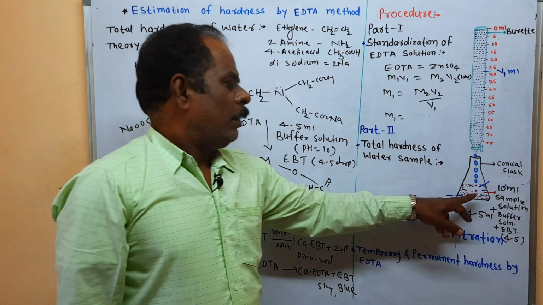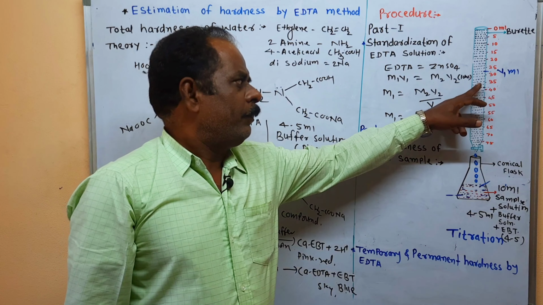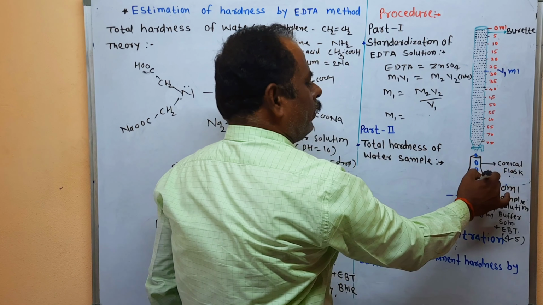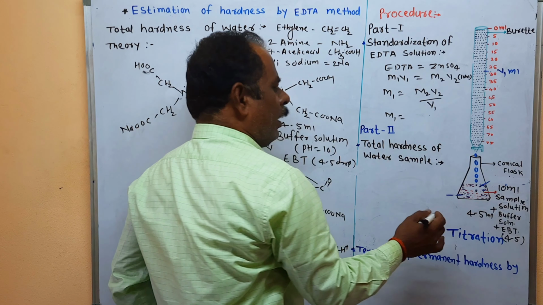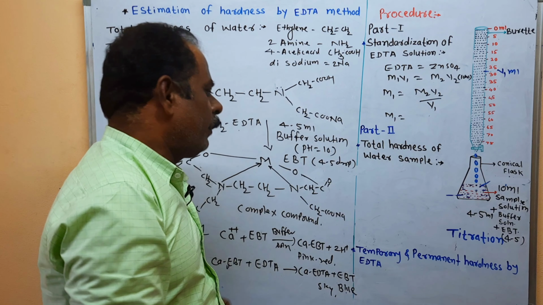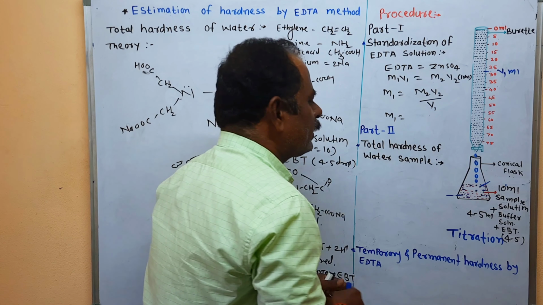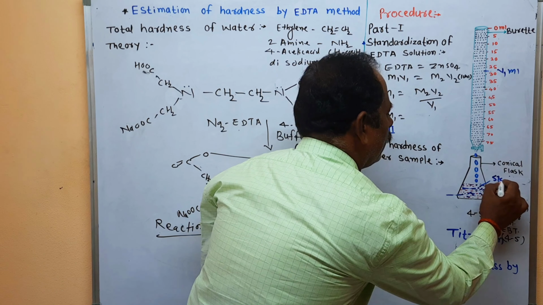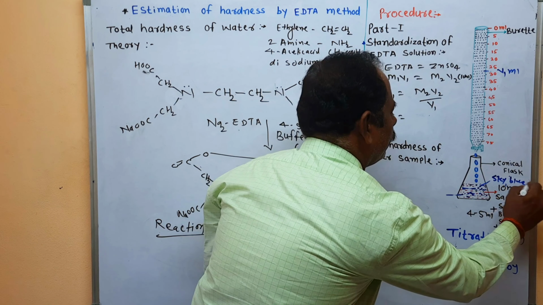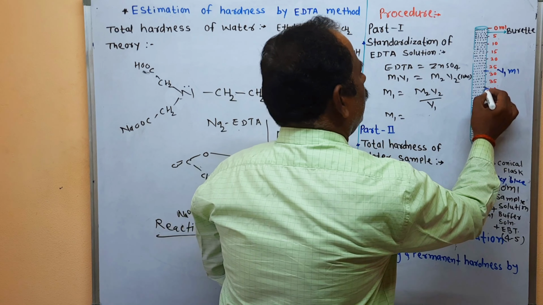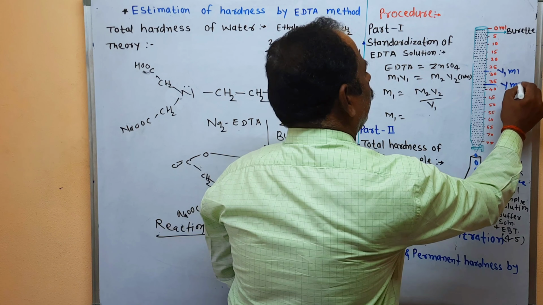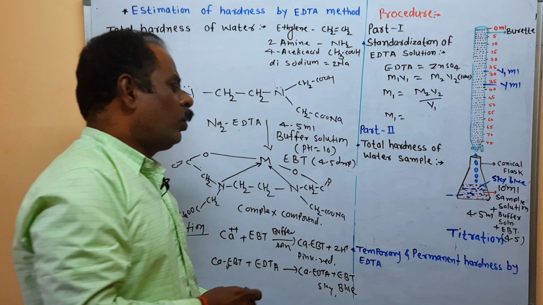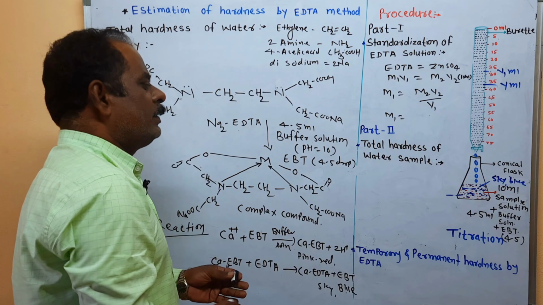Then, in the pink color solution, fill up the burette up to the 0 mark and add EDTA solution drop by drop into the water sample until the color of the solution changes totally to sky blue. Sky blue color is formed in the solution, and note the reading again. Consider this reading is the Y ml. Then calculate the total hardness present in the sample.